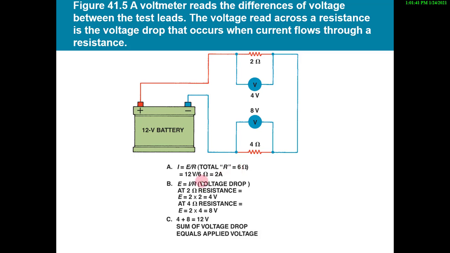We then take the 6 and divide it into the 12 volt battery. That gives us a total current for the circuit of 2 amps. Then what we do is find the voltage drop per resistor. So 2 amps times 4 ohms would be 8 volts. 2 ohms times 2 amps would be 4 volts. Then we add the two voltage drops together to equal 12, which is also our applied voltage.